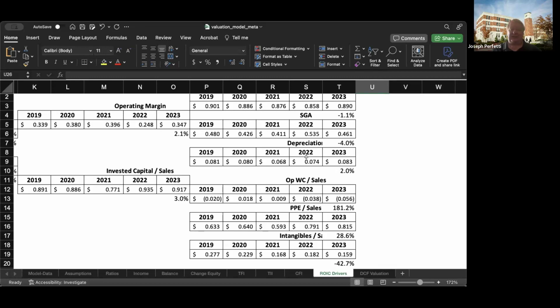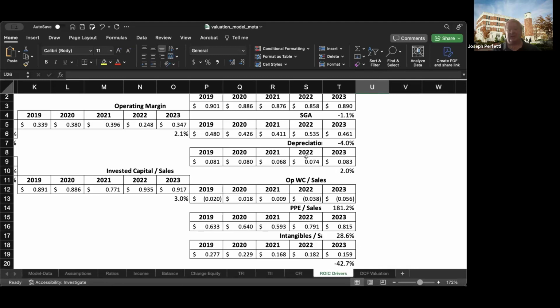Intangibles went from 27.7 to 15.9. They basically are lower every year since 2019. So that suggests that if they did any acquisitions, they were pretty minor, but overall they were getting lower invested intangibles to sales ratios over the 5 years. So really, the invested capital to sales ratio got worse, primarily because the PP&E to sales went up.